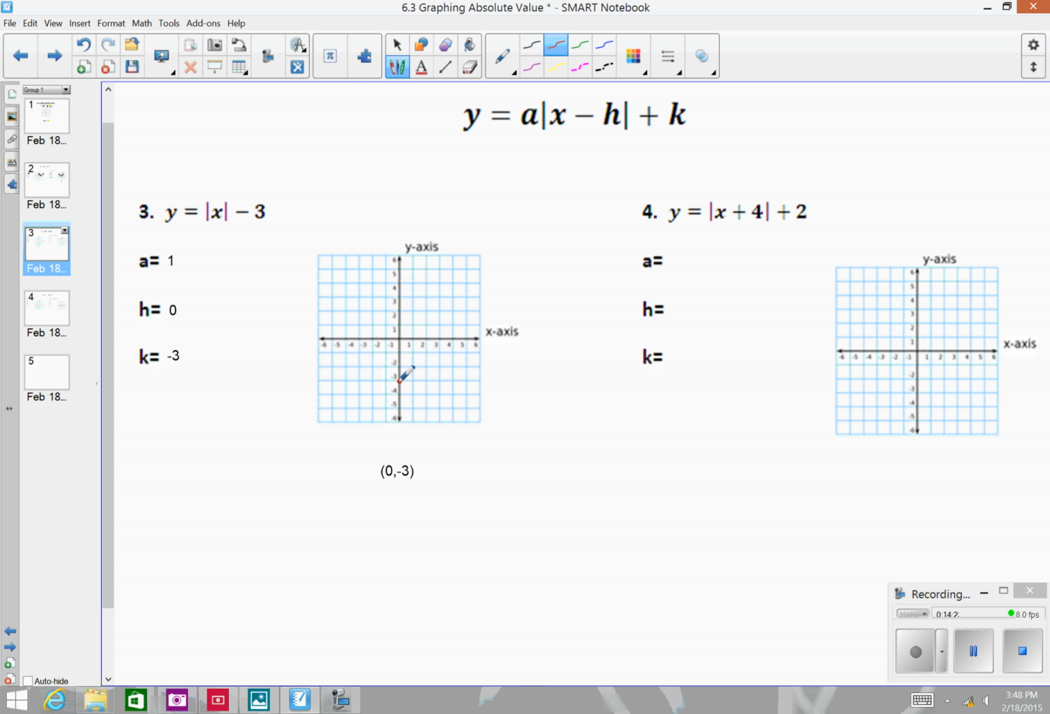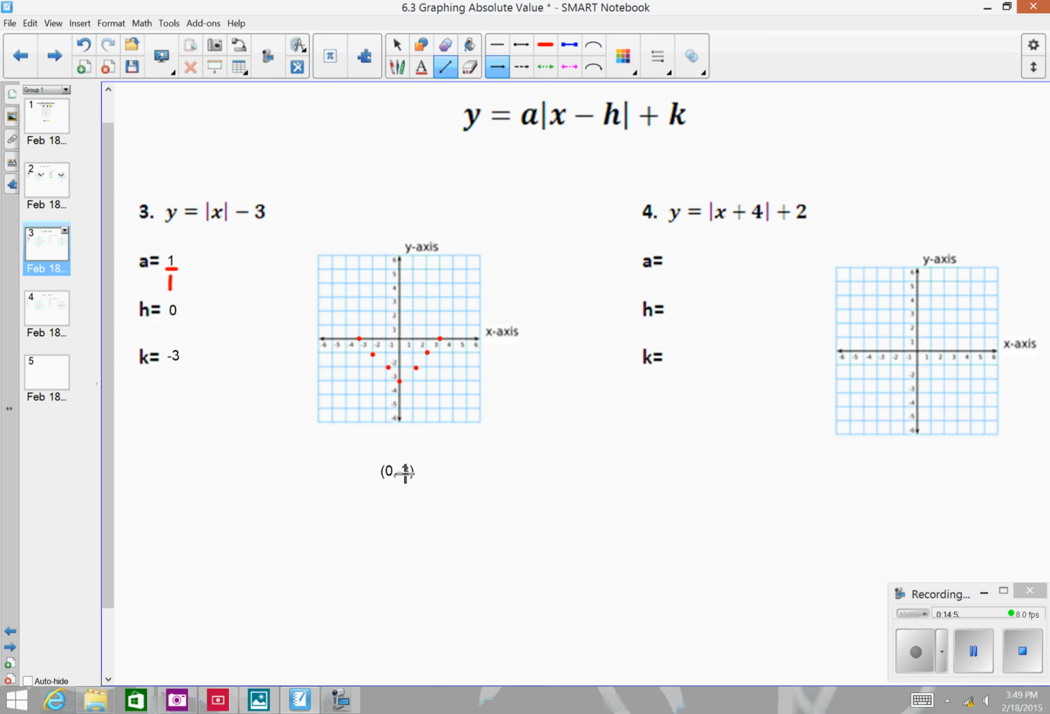So in this case, my slope is 1 over 1. I'm going to go up 1, to the right 1, up 1, to the right 1, up 1, to the right 1. You can do 2 or 3, then come back to the vertex. Then you're going to go up 1, to the left 1, up 1, to the left 1. Go one more, up 1, to the left 1, and it should form a V like that.